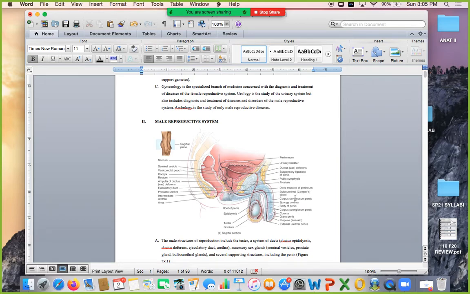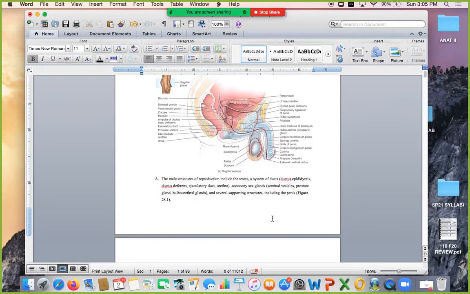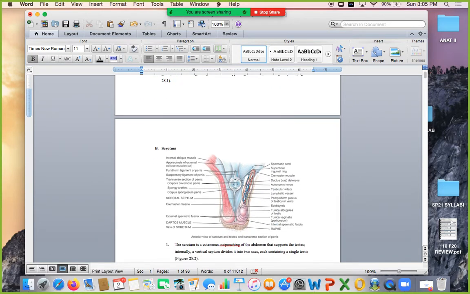So we have the corpus cavernosum penis and the corpus spongiosum penis. And these are going to be erectile tissue that will fill with blood to allow for the erectile event to occur. I'm going to show that here. So when I say there are 2 different types of tissue, but there are 3, that's because we have 2 of the corpus cavernosa penis on the top and only 1 of this corpus spongiosum penis.